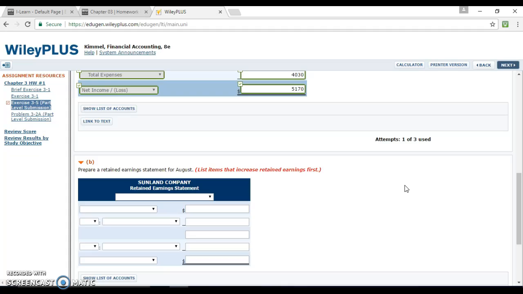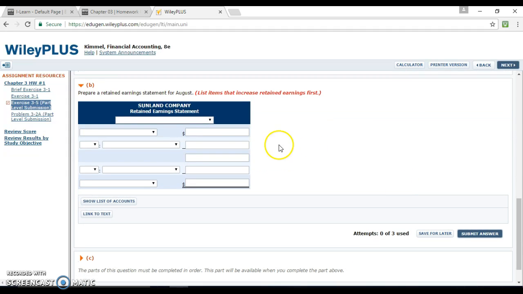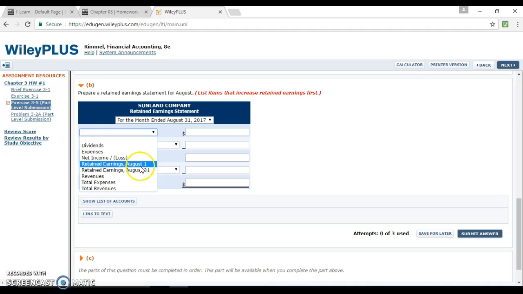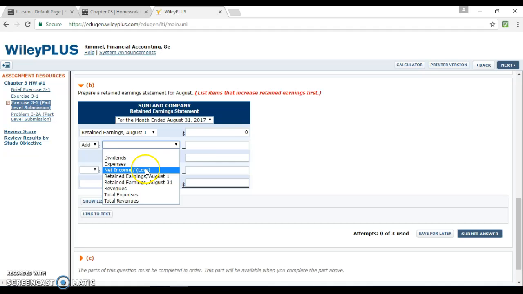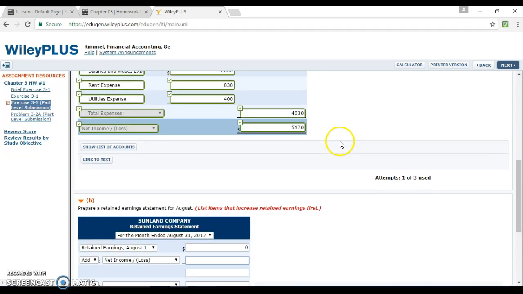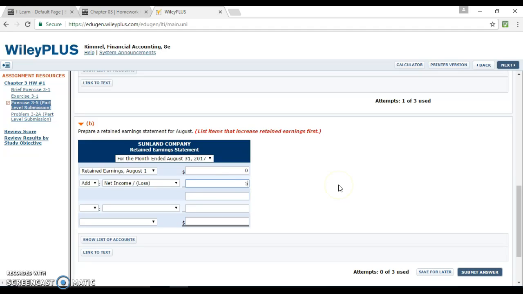Now the next thing we get to do is create a retained earnings statement. For the retained earnings statement, this is going to also be for the month ended August 31st because this is only 1 month of operations. So we start with the retained earnings as of August 1st, which is $0 because this is our first month of business. So we're going to add in net income, which as we see here is 5,170. So our total is 5,170.